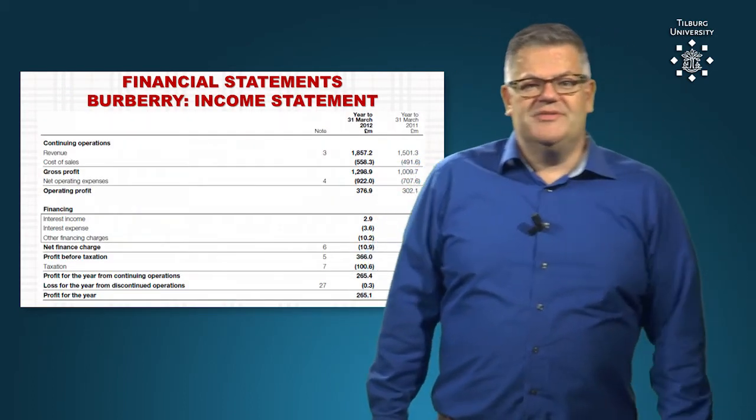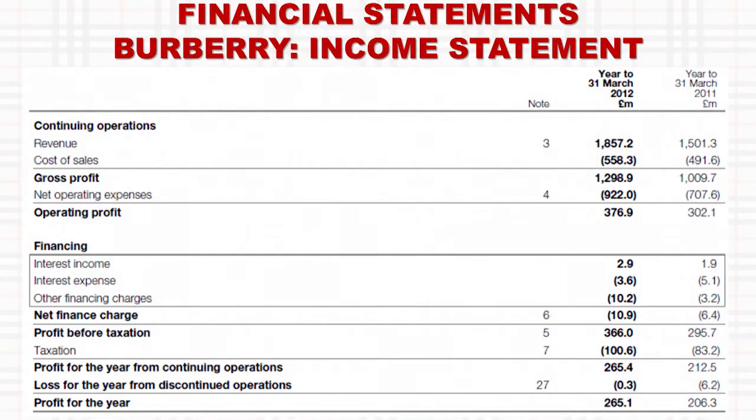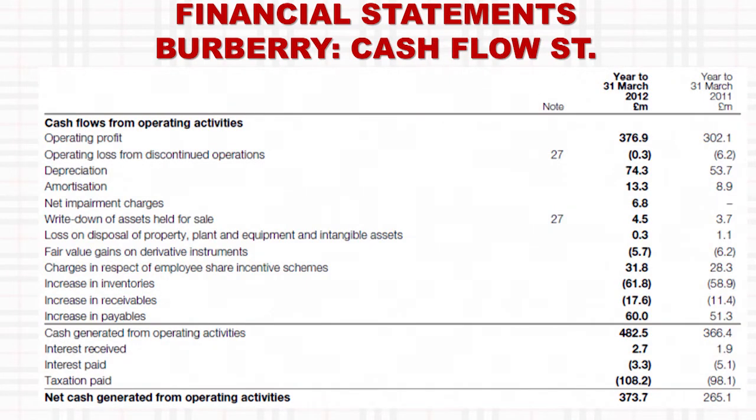Okay, here we see the income statement, and that really makes sense, but we're gonna discuss that more in detail. They got a revenue of almost £2 billion, and they got a profit for the year of 265.1. That's great. So then we see here the statement of cash flow. That means cash going in and cash going out. In this case, you can directly see that this is an indirect statement of cash flow.